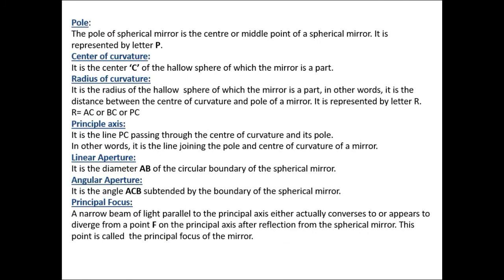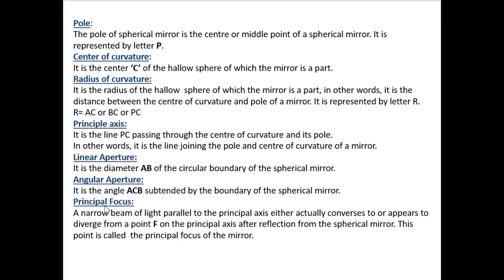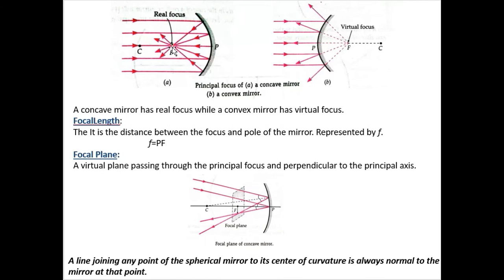Then principal focus. A narrow beam of light parallel to the principal axis either actually converges to or appears to diverge from a point F on the principal axis after reflection from the spherical mirror. This point is called the principal focus of the mirror. So, in order to understand what principal focus is, let's see these two diagrams. Look at the first diagram.